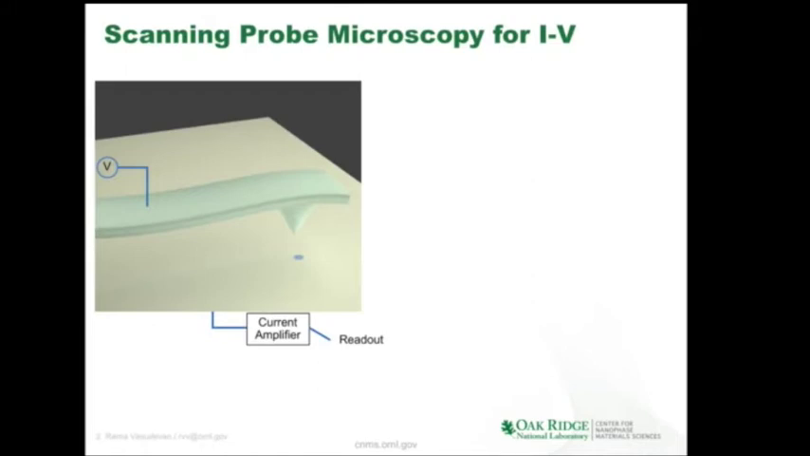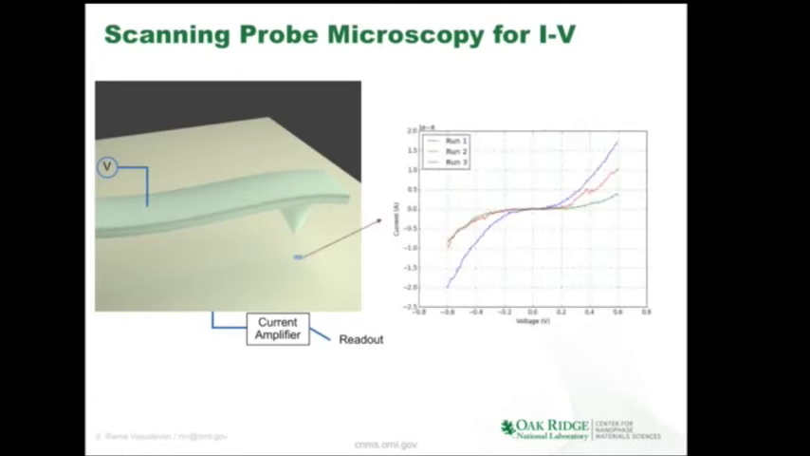Because the tip is extremely small, these currents are very small, typically on the order of picoamps to nanoamps, and so we need a nice current amplifier that can boost this current to a voltage that we can actually measure. This typically goes to a computer, which allows us to do a readout and a plot.